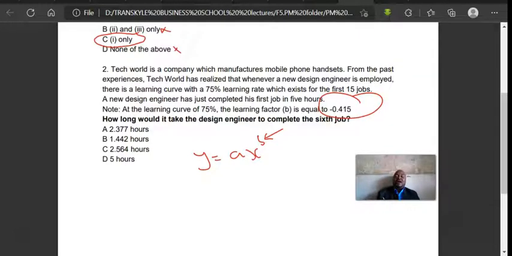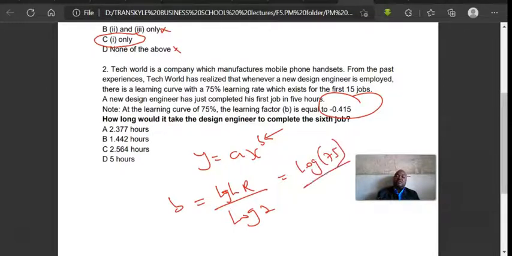b is equal to log LR over log 2. In this case, log 0.75 over log 2, because 75% is 0.75. All right, and you were going to get the same, which is negative 0.415.